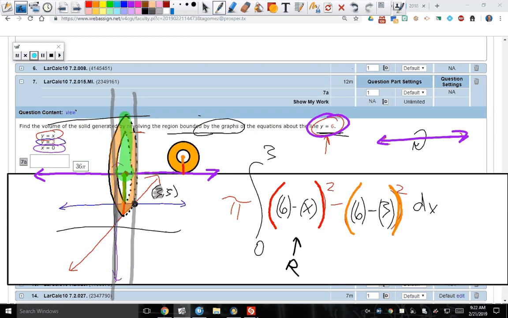Any questions before I close this? So integrating that, putting it all together will give you 36 pi. Cool? That's the volume. On the test, I don't just want you writing 36 pi. What do you think I want you writing? Units cubed, or feet cubed, or whatever it is.